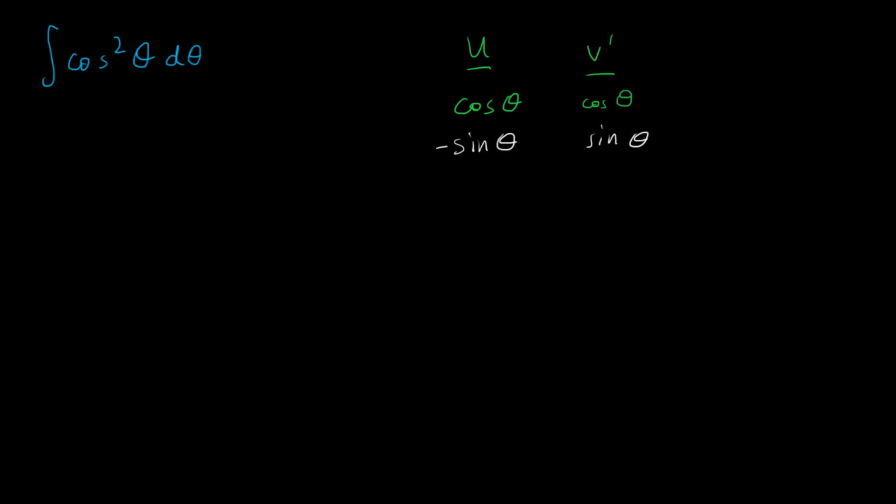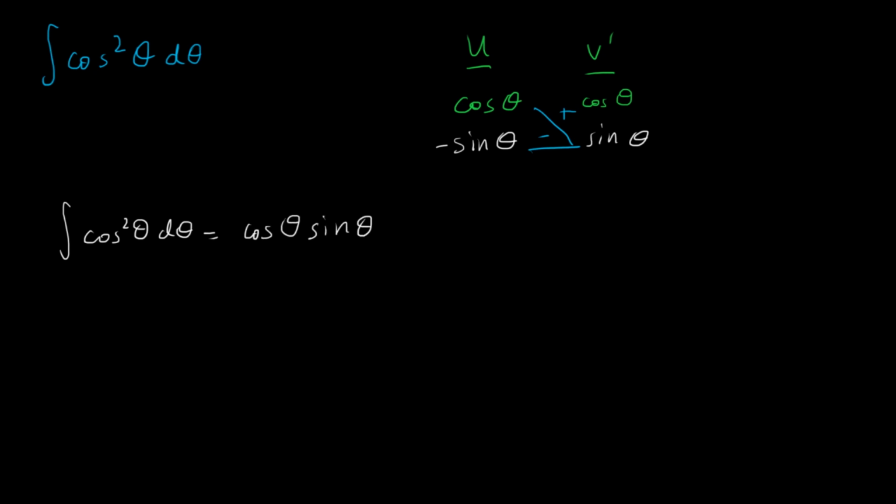And so let's draw diagonal. That'd be plus, that'd be minus. So what this is telling us is that the integral of cosine squared theta d theta is equal to cosine theta times sine theta minus the integral of, well, this is negative sine squared theta, so the double negatives cancel out, so it gives a plus integral of sine squared theta d theta. And so right now it's probably not too clear what to do with this integral, but remember, by the Pythagorean identity we can rewrite sine squared in terms of cosine squared.